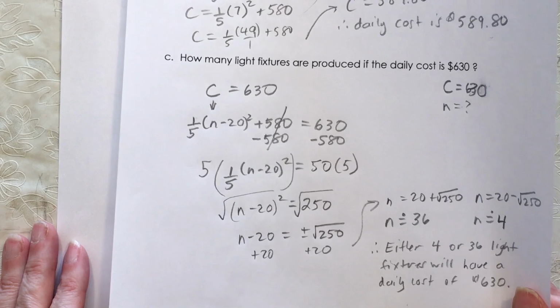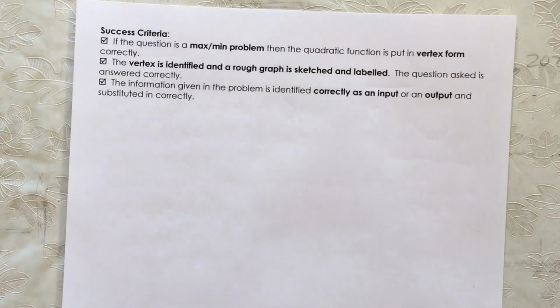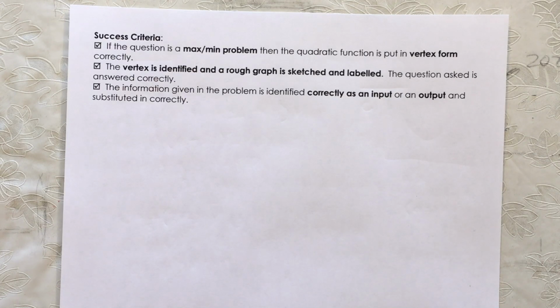All right, so success criteria for this lesson then are knowing that if the question asks for a maximum or minimum and it's a quadratic function, you have to put it in vertex form and make sure you can do that accurately. The vertex is identified and a rough graph is sketched and labeled, which can really help you answer the question that's being asked. And then the question asked is being answered correctly. And then the information given in the problem, you've identified it correctly as being an input, something you put into the function, or an output, what the function is, and then you solve for the other value using reverse BEDMAS, which is the way we've done it in this lesson.